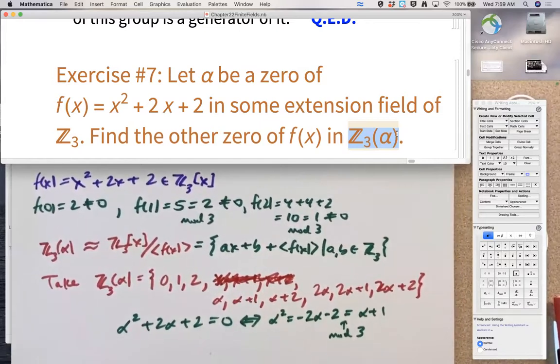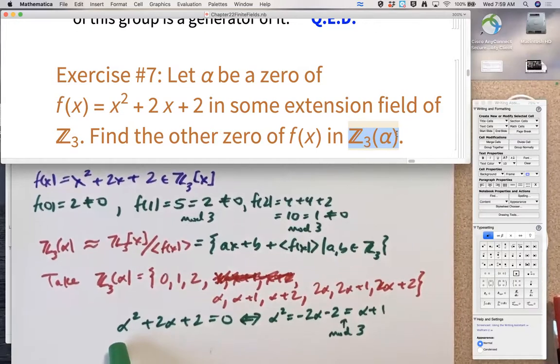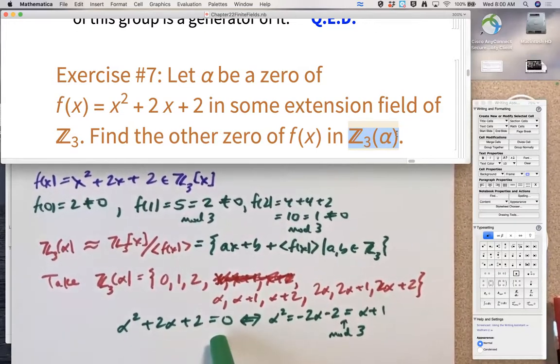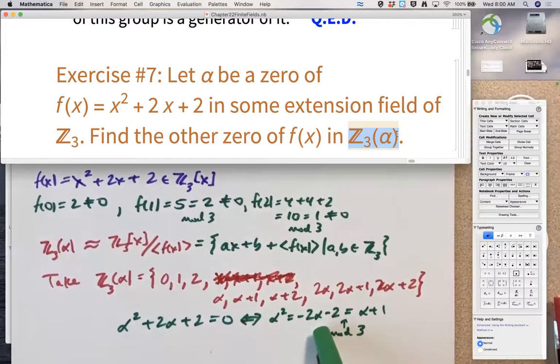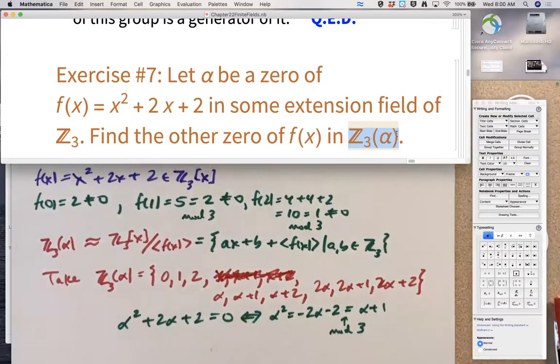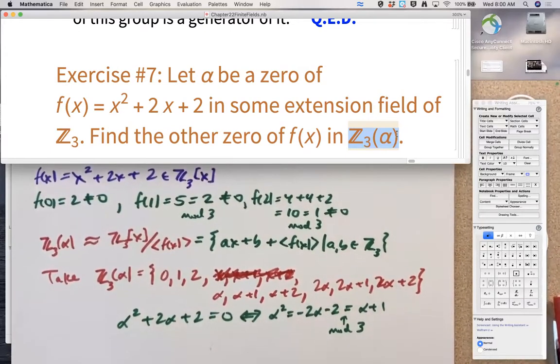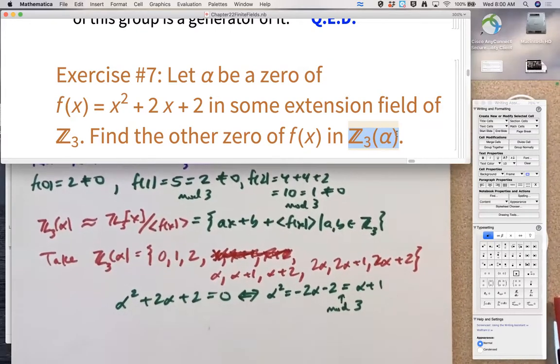We could form a multiplication table, for example, is something we could do. We want to keep in mind that alpha is assumed to be a root of f of x, so alpha squared plus 2 alpha plus 2, by assumption, really, is equal to 0. Solving for alpha squared would be negative 2 alpha minus 2, but then mod 3, that's going to be the same thing as alpha plus 1. And that's something you need to use. But our task is not to make the multiplication table. You can see our task is to find the other 0 of f of x in this field. And I said the quickest way to do it is with synthetic division.